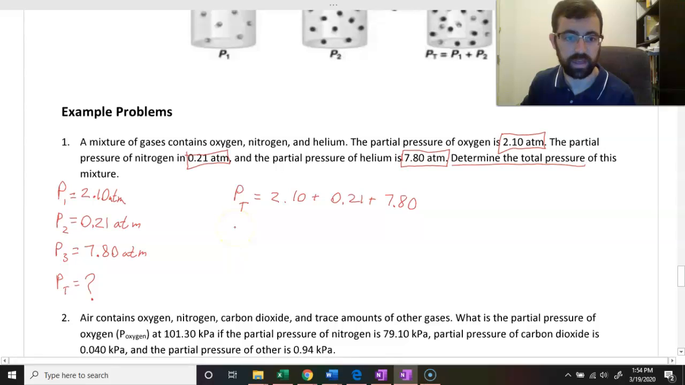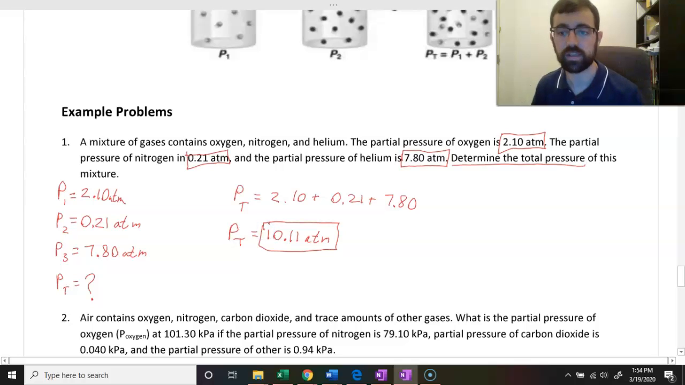So after you add that up, P total, the total pressure, our answer is going to be 10.11 atmospheres. That's Dalton's law. Okay, that's a simple question where they're just asking for the combination. Let's look at the next question.